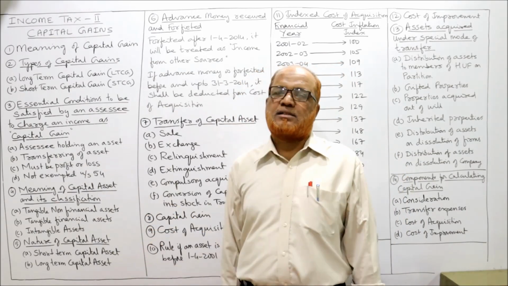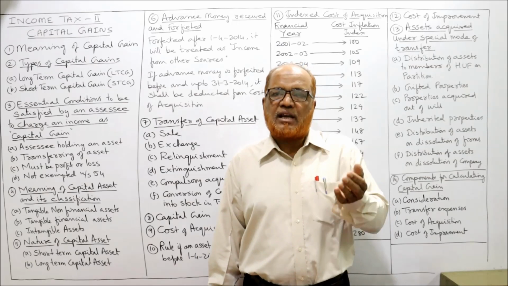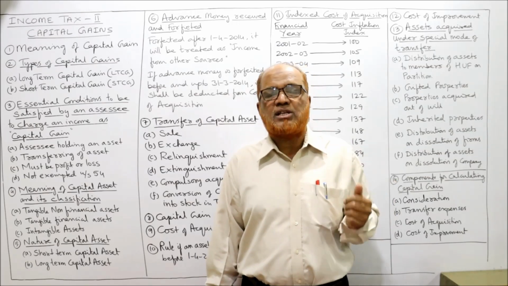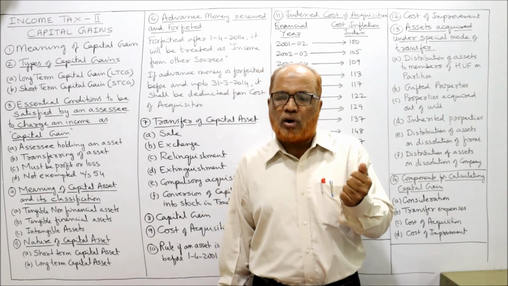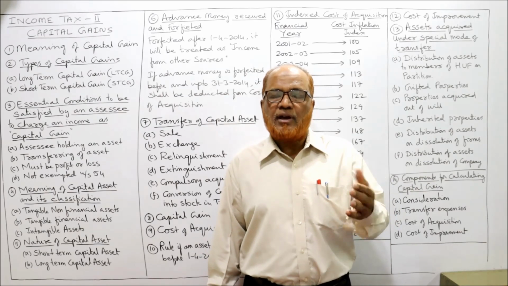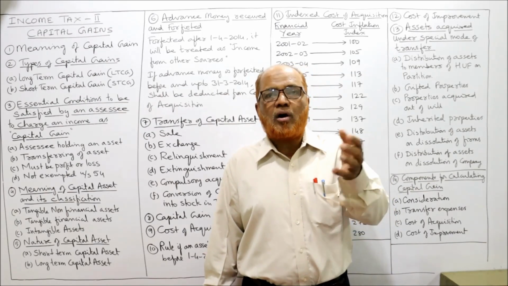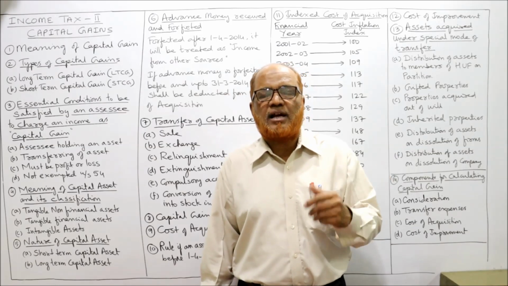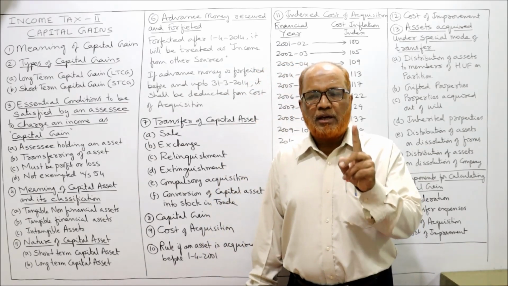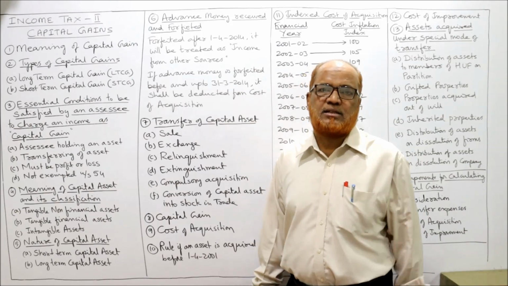The assessee must hold an asset, whether he has purchased it or got it through a special mode of transfer, like a gift, a will or inheritance. In special cases he got the ownership that way, while in normal circumstances a person gets ownership by purchasing the asset. So first of all, the assessee must be the owner of the asset. He must hold the asset.